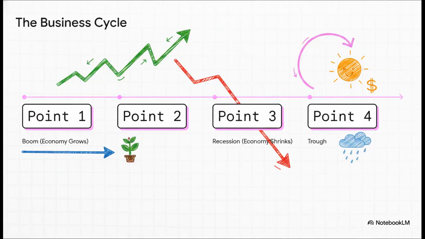But here's the thing about GDP. It doesn't just go up in a nice, neat line. Economies move in cycles, kind of like a roller coaster. Things grow fast in a boom, then they hit a peak. Then they might shrink for a while in a recession until they bottom out in a trough. And then the whole ride starts all over again.